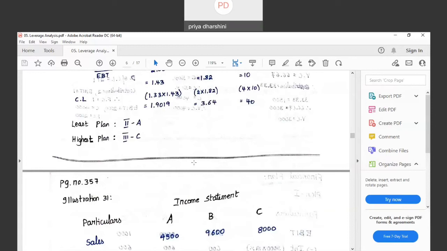Are you able to understand? Do you all understand? Simple application of formula. That's all.